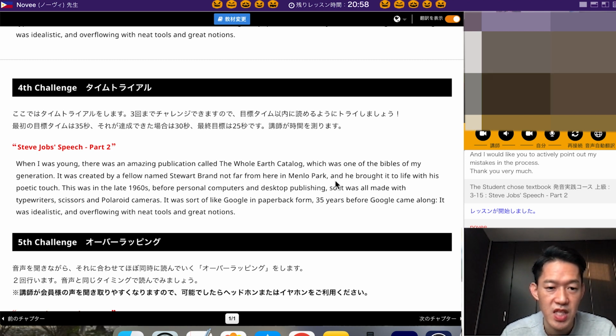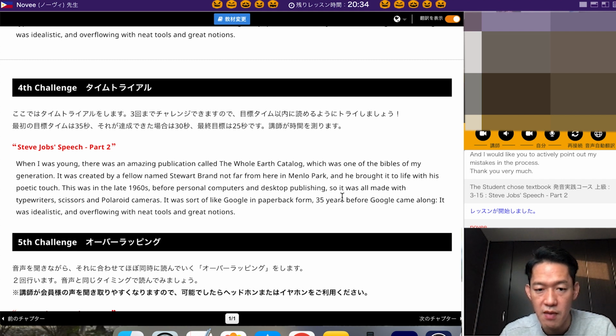When I was young, there was an amazing publication called the Whole Earth Catalog, which was one of the Bibles of my generation. It was created by a fellow named Stuart Brand, now far from here in Menlo Park, and he brought it to life with his poetic touch. This was in the late 1960s, before personal computers and desktop publishing, so it was all made with typewriters, scissors, and Polaroid cameras. It was sort of like Google in paperback form. 35 years before Google came along, it was idealistic and overflowing with neat tools and great notions.